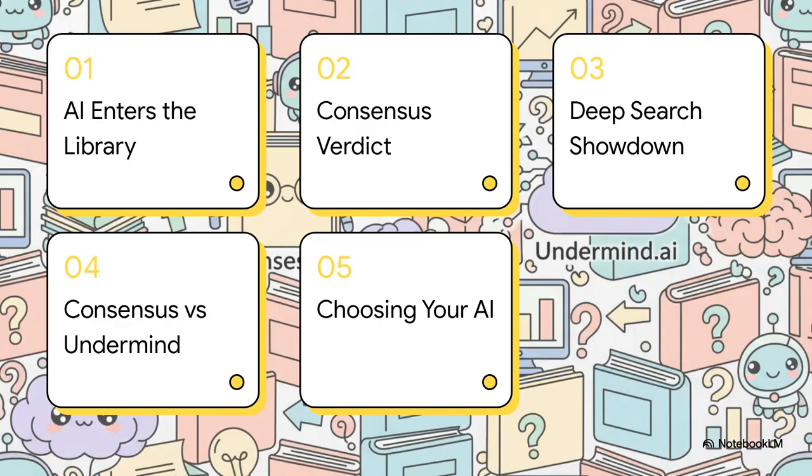So, to sort through all that, here's what we've got on tap. First, we'll talk about how AI is even showing up in the library. Then we'll take a really close look at a tool called Consensus before we throw it into a showdown with a major competitor, Undermind.ai. We'll compare them directly and then wrap things up by helping you figure out which AI assistant you should probably be using.